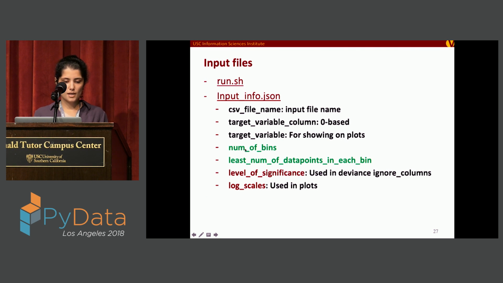The next one is the number of bins, which is used in the binning part; this is the maximum number of bins for each of those conditioning variables. And the least number of data points in each bin is the minimum number of data points in each bin. These two green ones are stopping criteria for the binning algorithm, which uses R-squared measures and maximizes R-squared for the bins. The other two parameters are the level of significance, which is used for deviance. We check whether or not our trend is significant, and after that we see whether the trend reversal is significant or not. The log scales are used for the plots. If you have a heavy-tailed variable, you can set the log scale to true for that variable, so the plots look better.